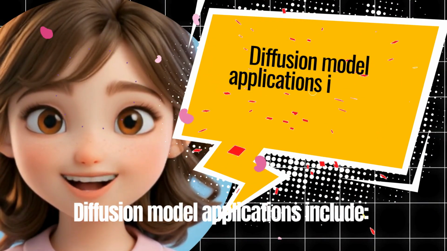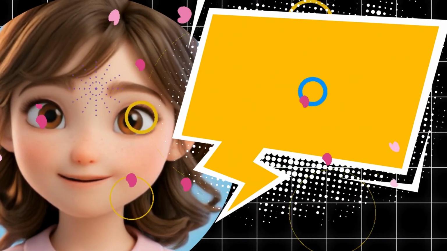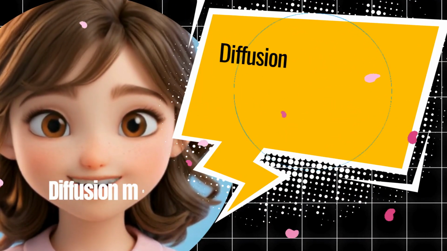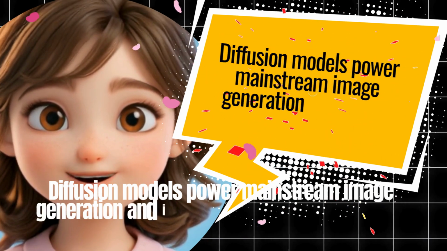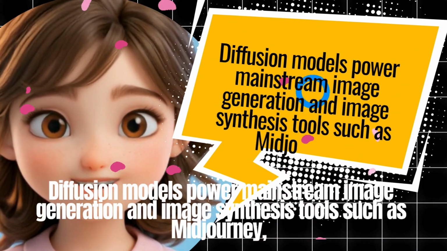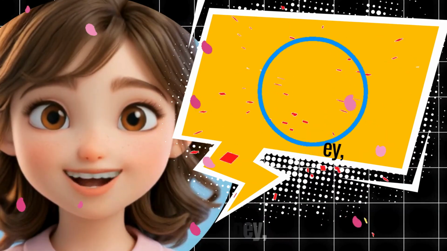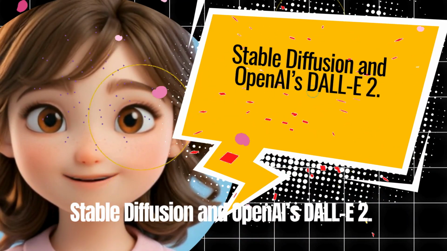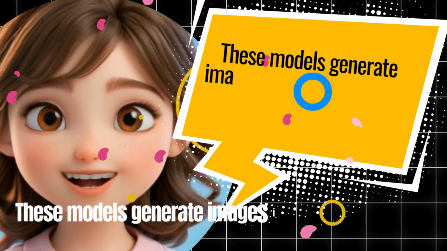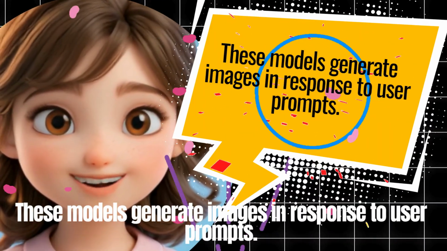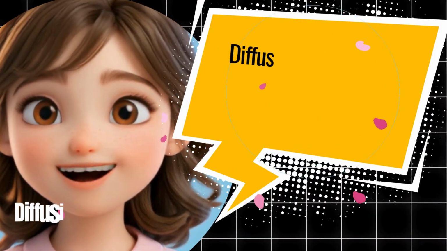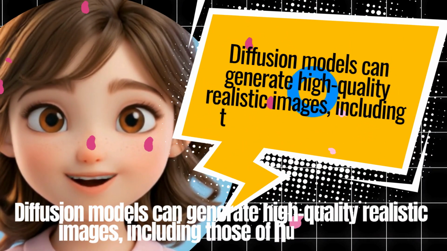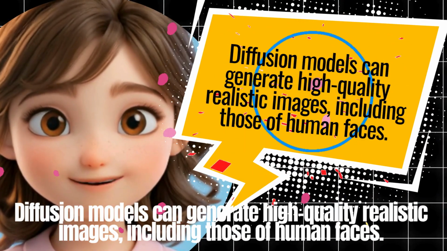Diffusion model applications include 1. Image generation. Diffusion models power mainstream image generation and image synthesis tools such as Midjourney, Stable Diffusion, and OpenAI's DALL-E 2. These models generate images in response to user prompts. Diffusion models can generate high-quality realistic images, including those of human faces.